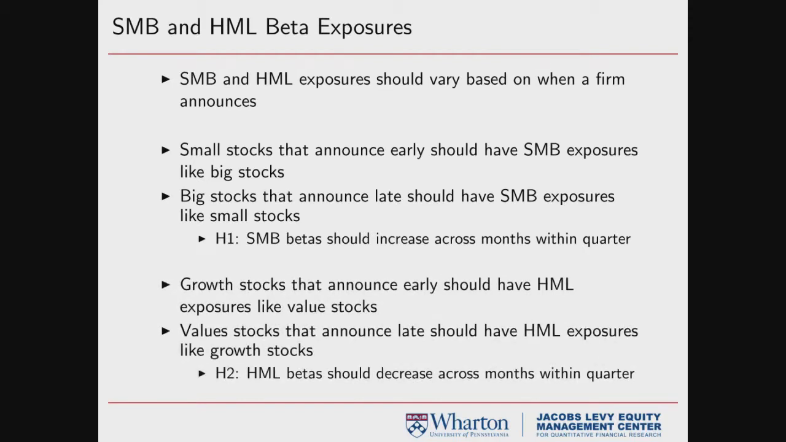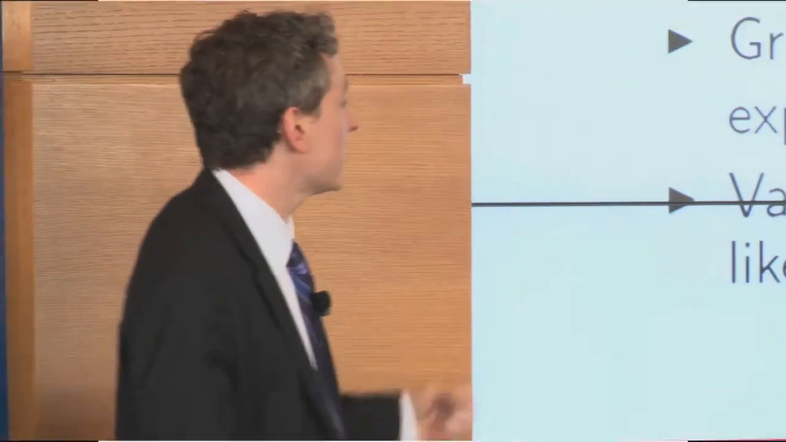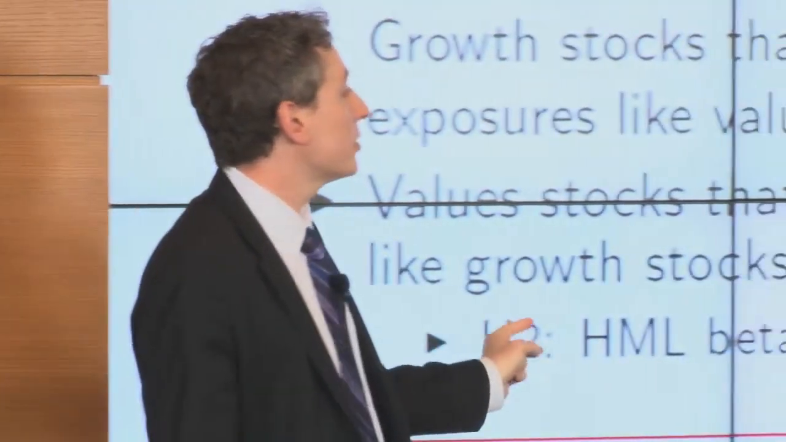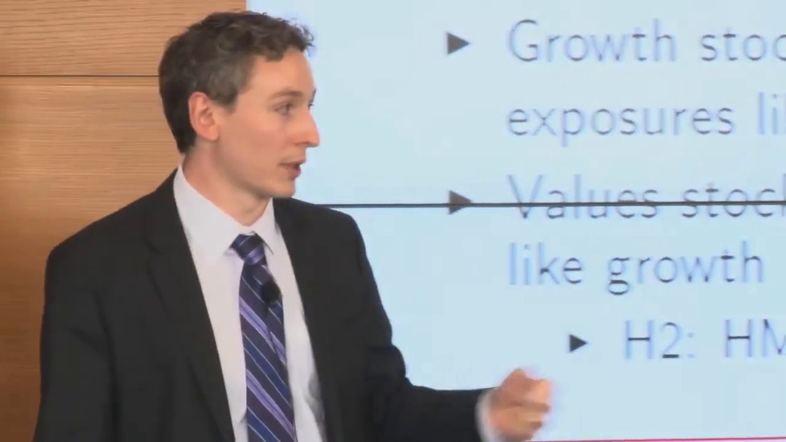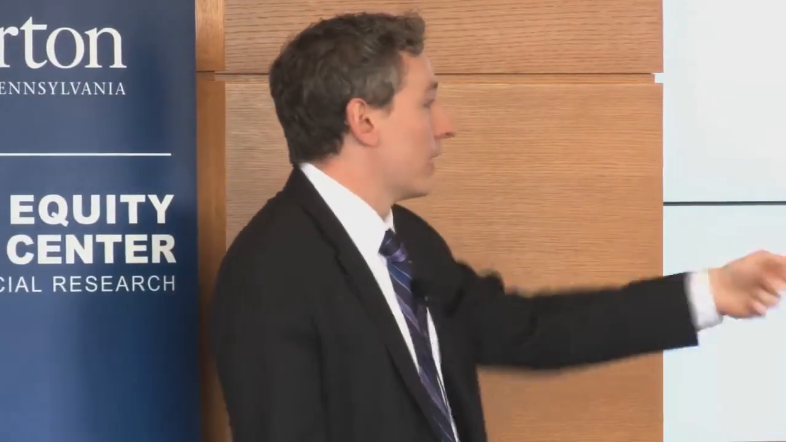We have similar predictions for HML, because value stocks announce on average before growth stocks. So a growth stock that announces early should have an HML exposure like a value stock. And similarly, a value stock that announces late should have an HML exposure like a growth stock. So our second prediction is HML betas should decrease across months of the quarter. Our month 1 announcers should have higher HML betas than our month 3 announcers. So let's look at this and see what we find.